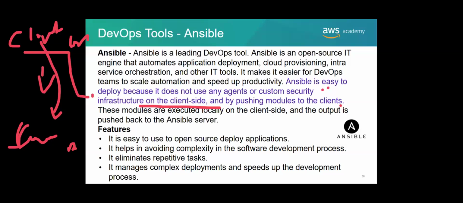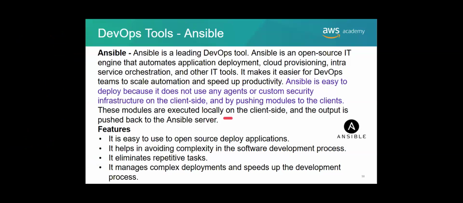It will not have full security, I mean, it will have custom security. We can apply custom security. It will not have any agents. That means in other tools you'll have agents, like spy agents, a mediator that passes the information to the main module. That is not there. Ansible will directly deal with the deployment. So this is mainly located in the local machine, you can see it locally on the client side, and the output is pushed back to the Ansible server.